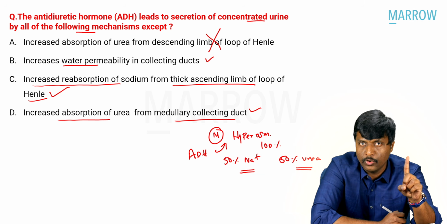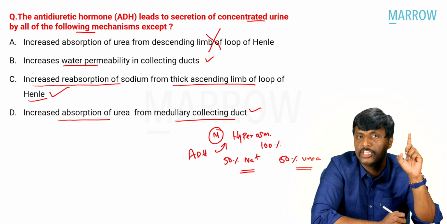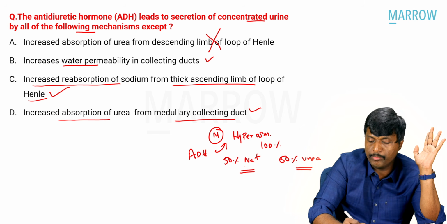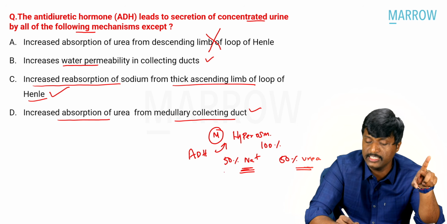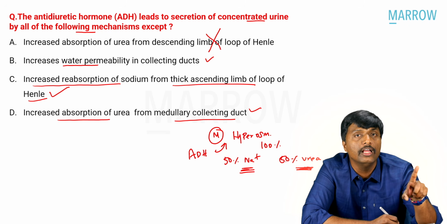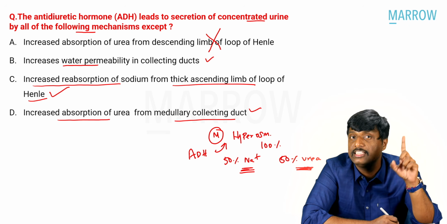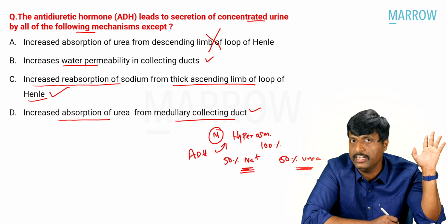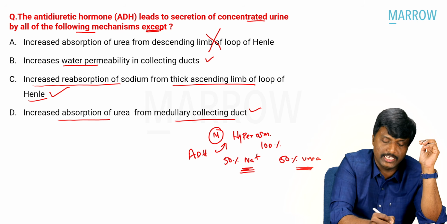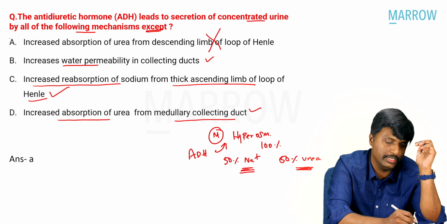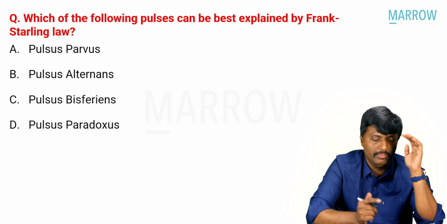ADH conserves water, true. It aids in development of medullary hyperosmolarity by reabsorbing sodium and urea, because sodium contributes 50%, remaining 50% by urea. Both their reabsorption are enhanced by ADH. But this action on urea is at the medullary collecting duct. It is not at the level of the descending limb of loop of Henle. So, except, the definite answer for this is option A. Simple. What is the next question?